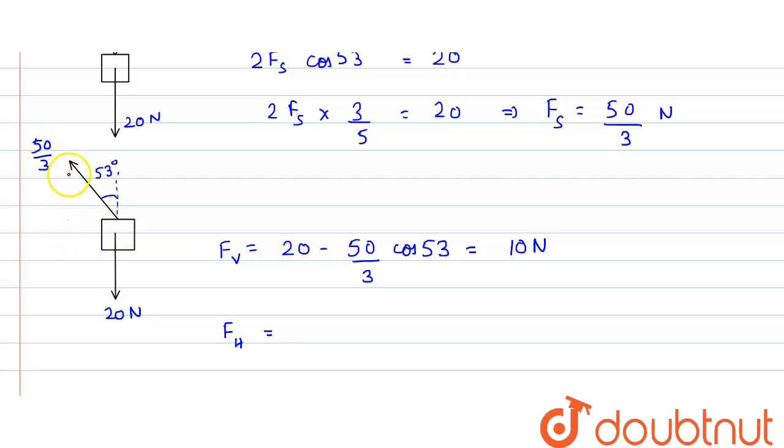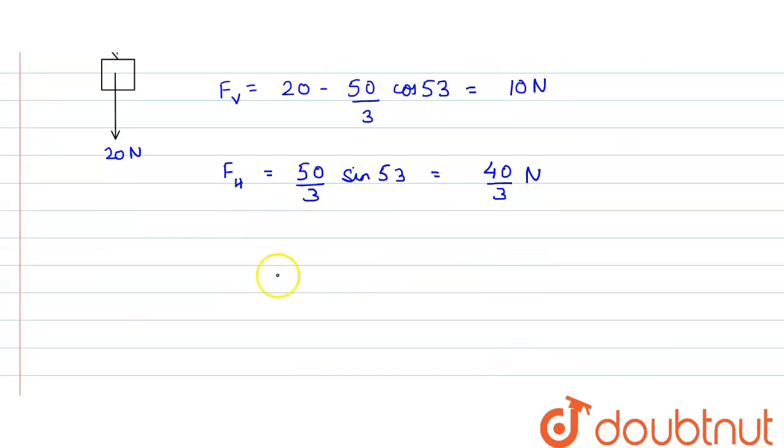It would be just 50 divided by 3 sine of 53. So sine 53 is 4 by 5. If you put the value, this would turn out to be 40 divided by 3 Newton. That means there would be a net force. So what is the net force or the resultant force?